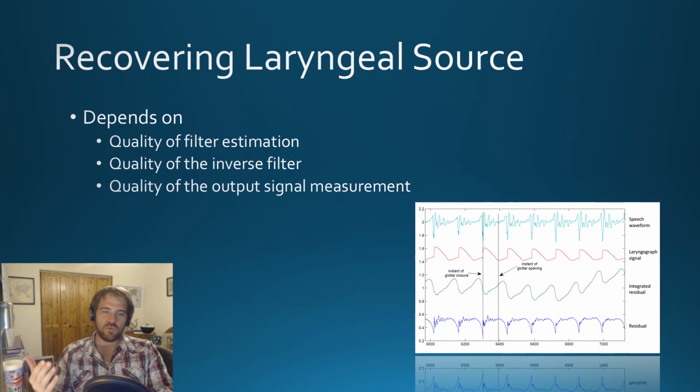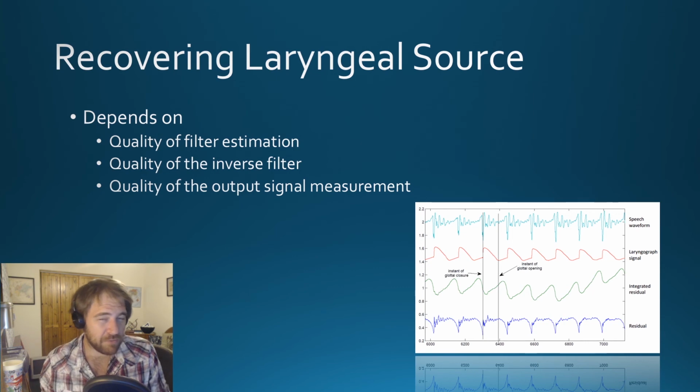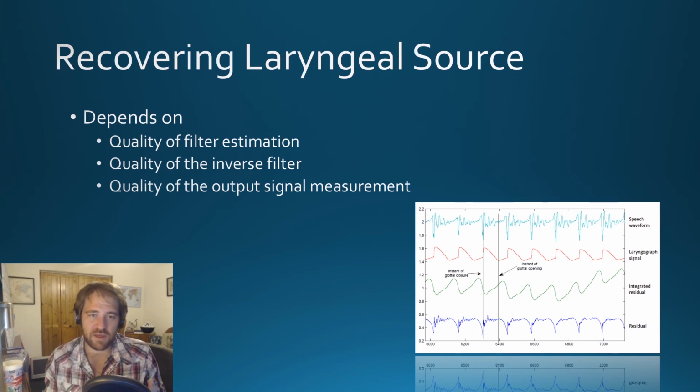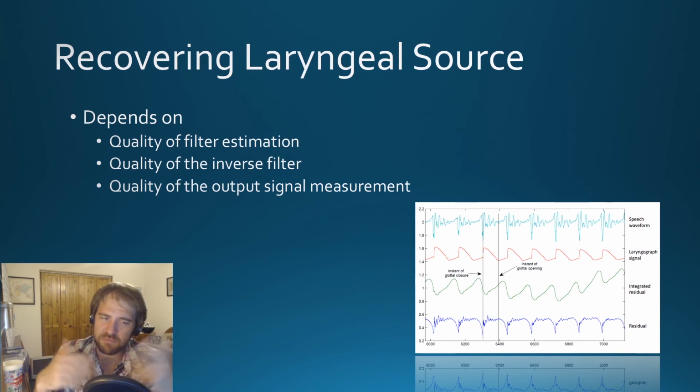Okay, so is it always perfect? Of course it's not. You heard that with the E and the OO, with the little top-down information, you could still tell that it was an E and an OO, so it's not perfect. In fact, the quality of what we're doing depends on how good the laryngeal source recovery is, which depends on the quality of our filter estimation. So if you're not very good at estimating the filter, then you're going to have crappy output when you multiply by the inverse filter, right? Similarly, if you have a bad inverse filter, then you're not going to have a good time. These, to me, go directly together.